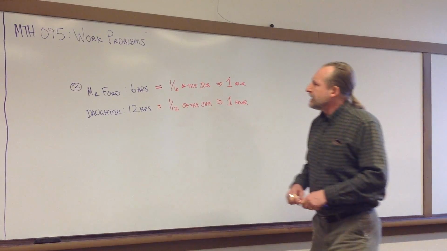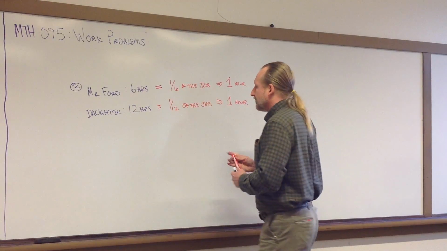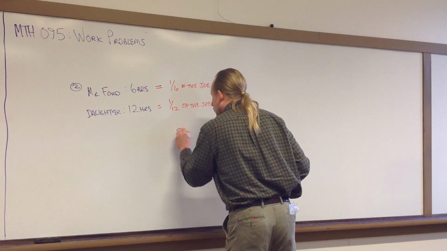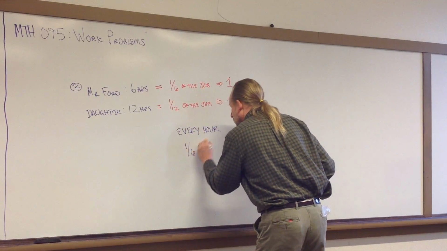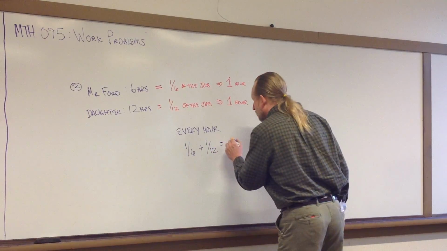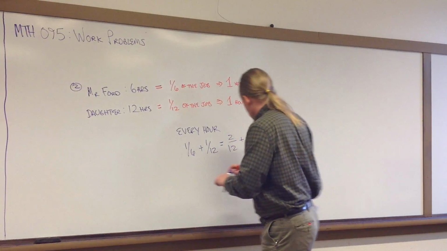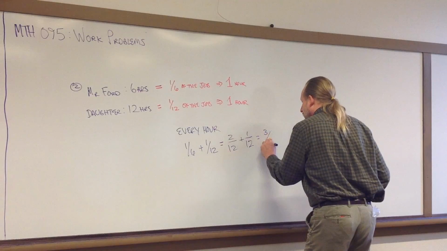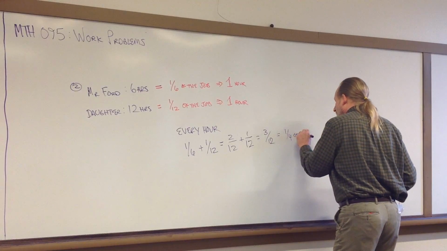In this scenario, every hour that they work together, Mr. Ford's getting 1/6 of the job done, and his daughter is getting 1/12 of the job done. If we add these together, whether you use a calculator or create common denominators, 2/12 and 1/12 make 3/12, which is 1/4 of the job.